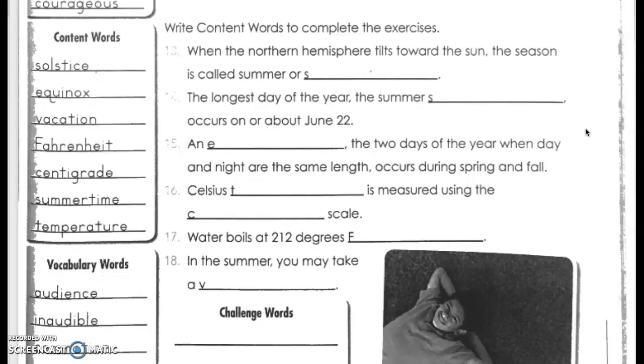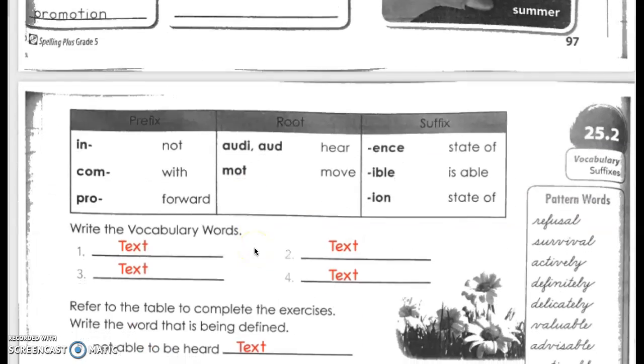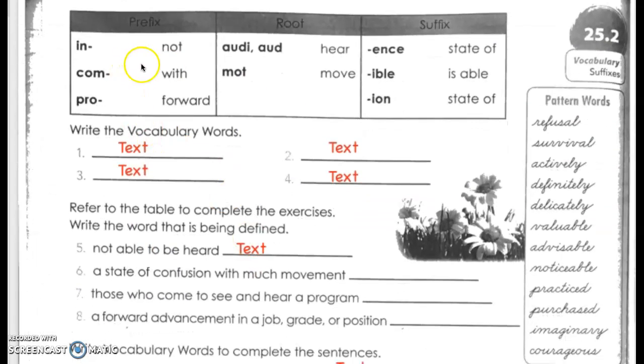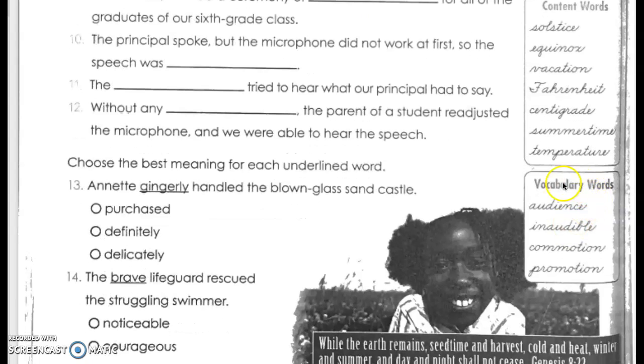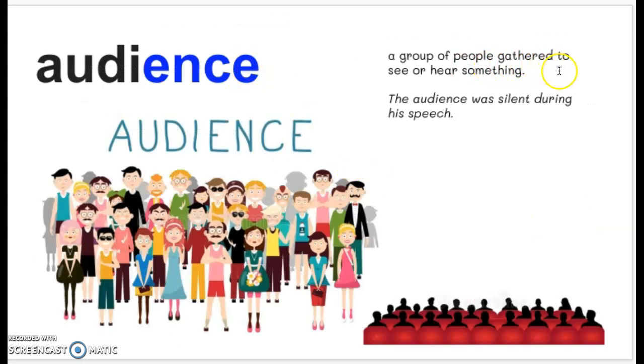Second section, as you're already familiar with, you're just writing the content words, complete the sentences, it gives you hints. You can even look at the definitions on the PowerPoint. Page 98, we're going to be practicing the 4 vocabulary words. Let's go over the meanings first. Audience, inaudible, commotion, promotion. Audience, a group of people gathered to see or hear something.